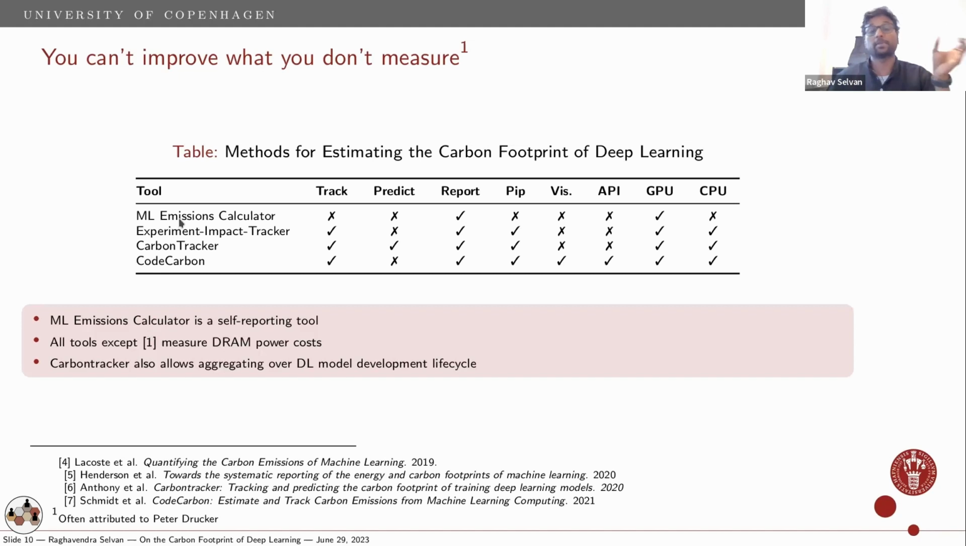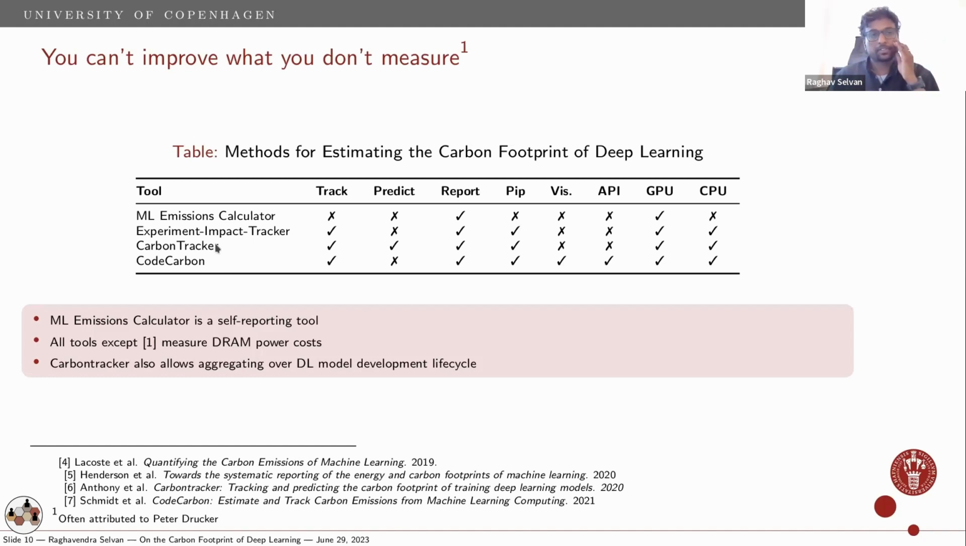All the tools except the first one, the ML Emissions Calculator, measure the dynamic RAM costs, CPU and GPU costs. These would be the key contributors when we look at the energy consumption of training deep learning models. Of course, it excludes a lot of other networking overhead and things like that, but we usually account for that with a small penalty, what is called the power usage effectiveness. And depending on your use case, you can track or predict or report.